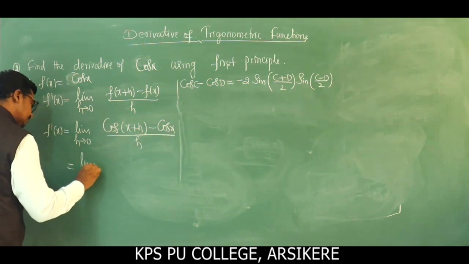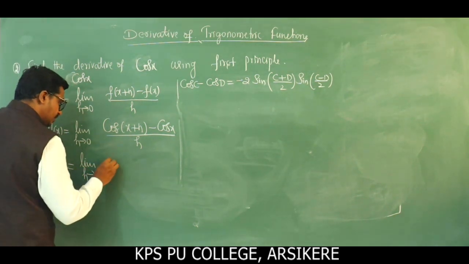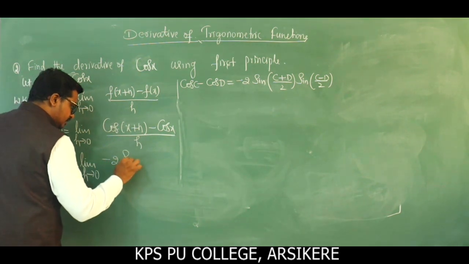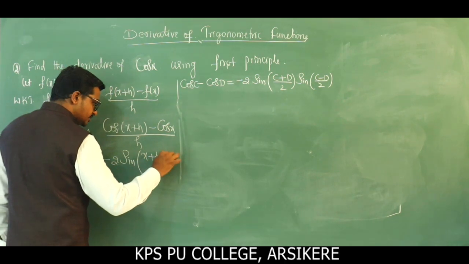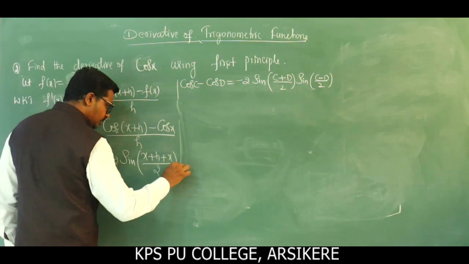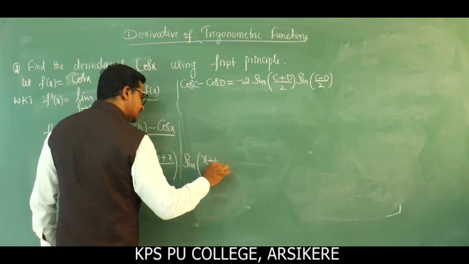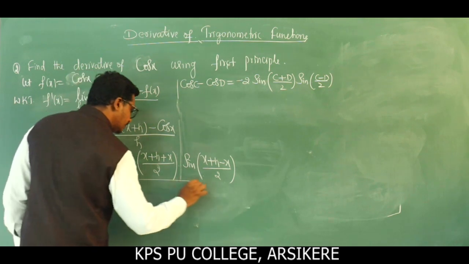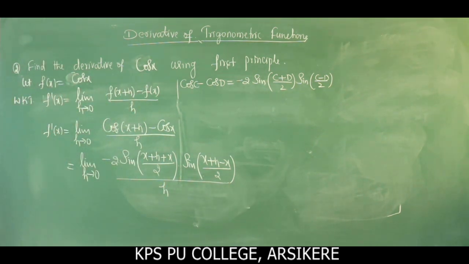Limit as h approaches 0 of, this term can be written as minus 2 into sin of (x plus h plus x) whole divided by 2 into sin of (x plus h minus x) divided by 2, whole divided by h. Next step is simplification.